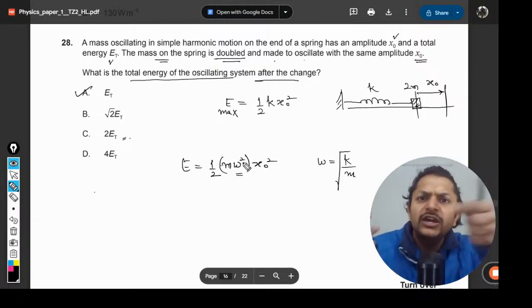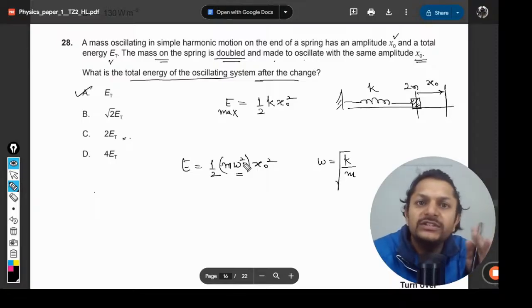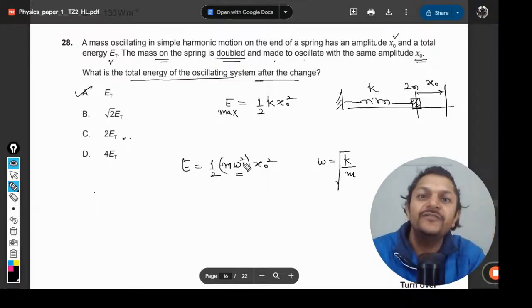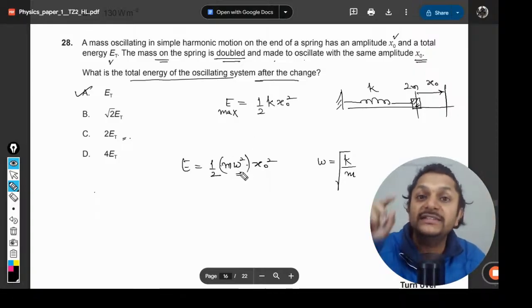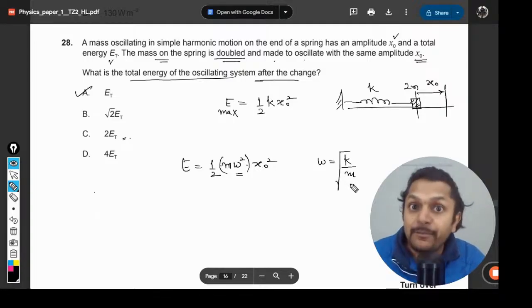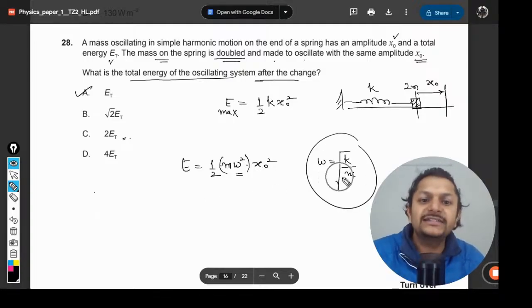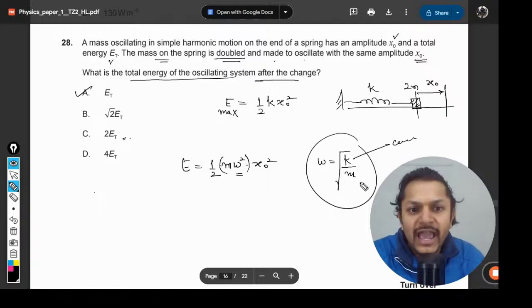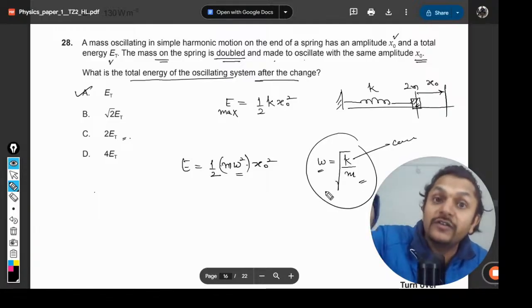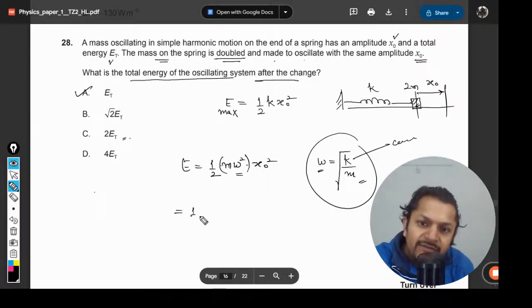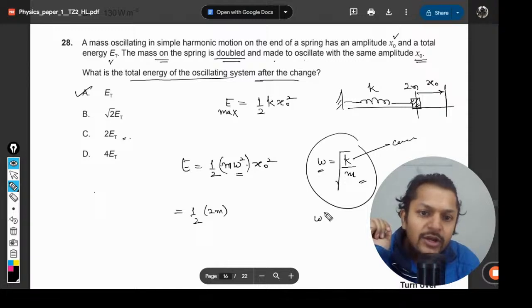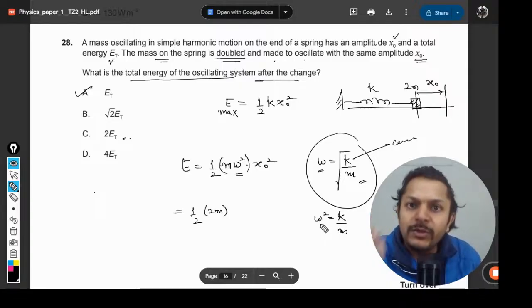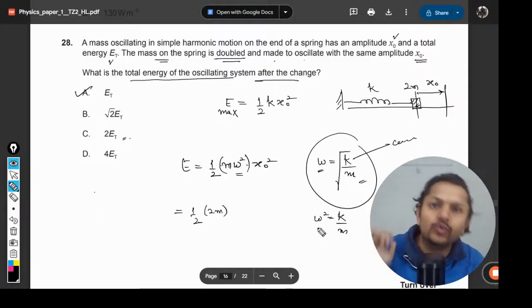What is natural frequency? You just disturb the system and leave it. The frequency chosen by the system by itself is the natural frequency. So this omega is the natural frequency, and it is in itself dependent on the mass m. From this equation, only k is constant, m is variable, and omega is also a variable. So the mass is doubled, but what is happening to omega? Omega square is equal to k by m. Clearly, when the mass is doubled, omega square is getting divided by 2.